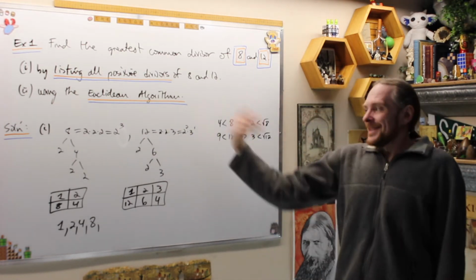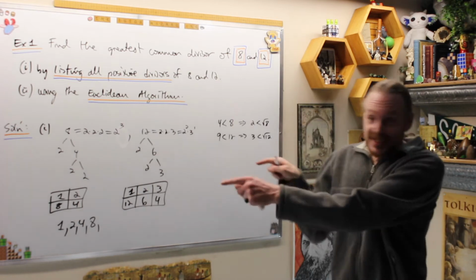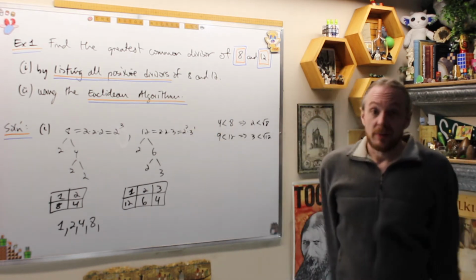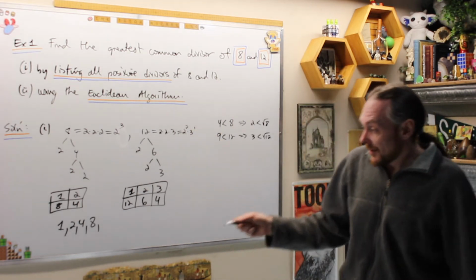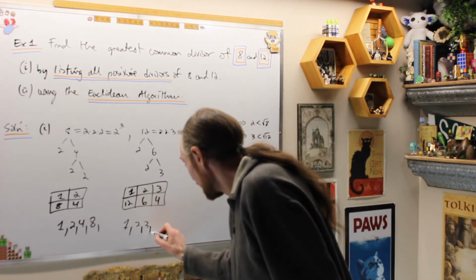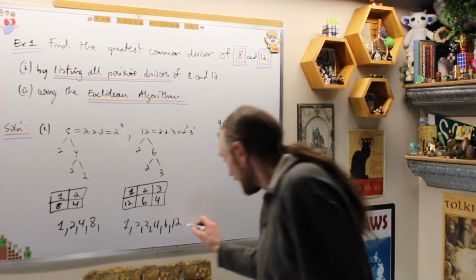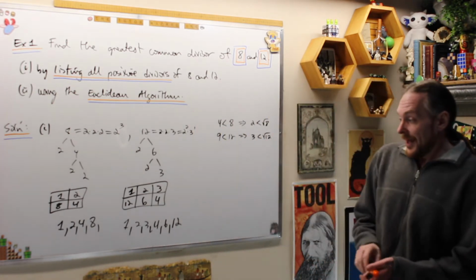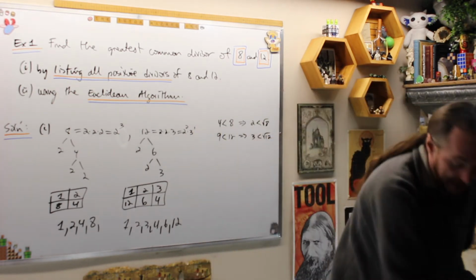Try this for larger numbers. This idea was really easy for 8 and 12, but can be extremely hard for large integers. This is the way to find and list all the positive divisors of 8 and 12: 1, 2, 3, 4, 6, 12. Then what I do with that is I can pick all the positive divisors in there.